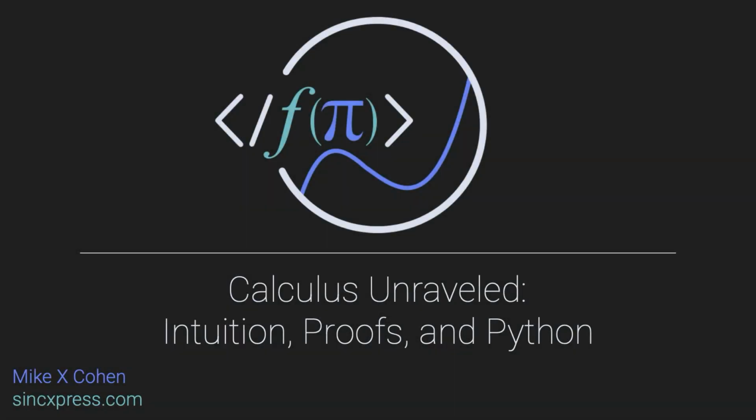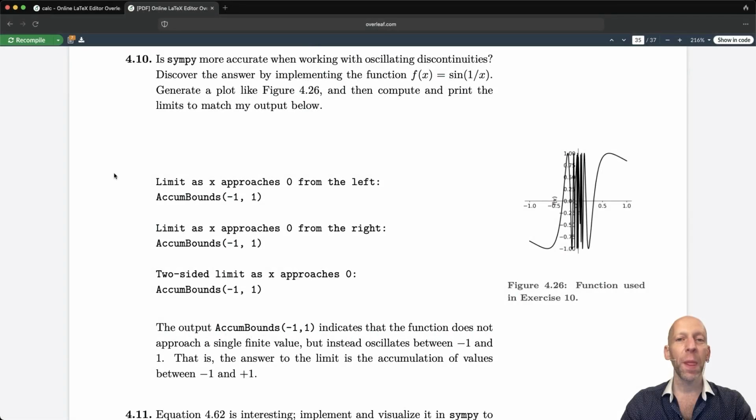The goal of this exercise, exercise 10, is to explore how SymPy deals with oscillating discontinuities. Remember from earlier in this chapter that an oscillating discontinuity is where a function continues to oscillate between some values or within some numerical range. You often see this kind of behavior with trig functions like the sine of something or the cosine of some other, potentially nonlinear function inside the trig function.